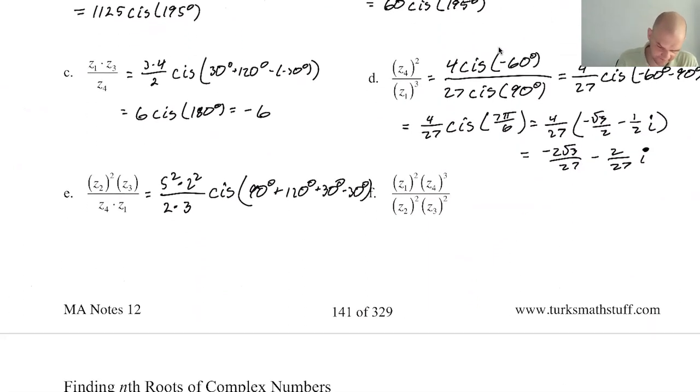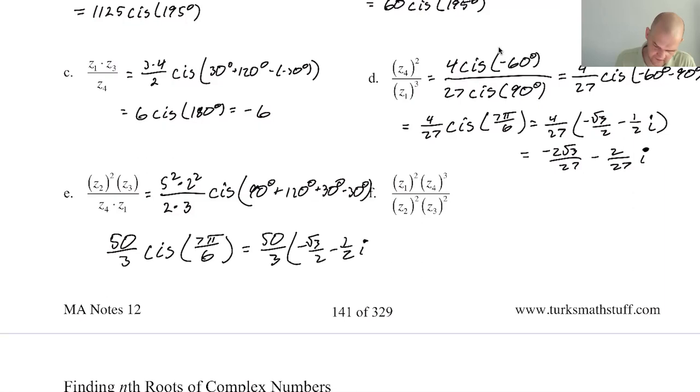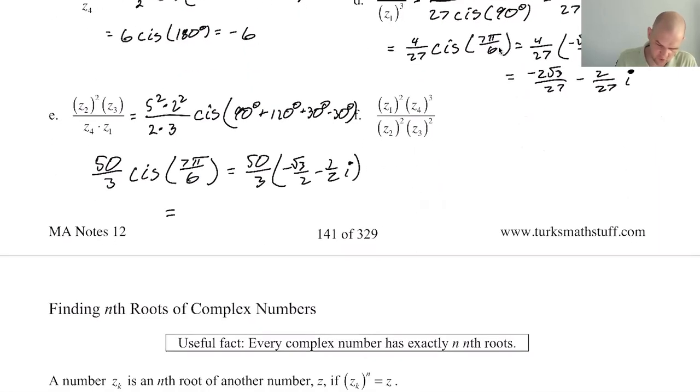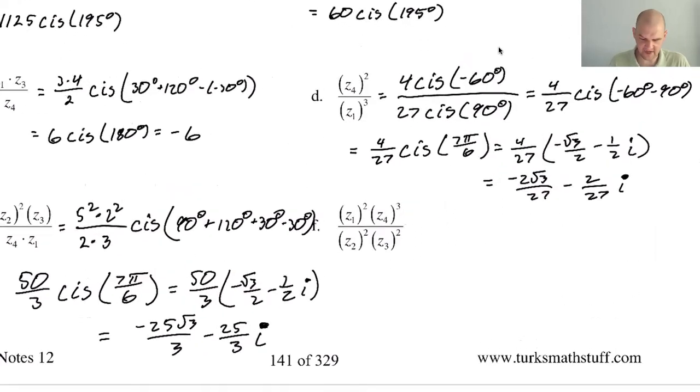So this gives me 25 times 2 is 50 over 3 cis. Just 90 plus 120 is 210, which is 7 pi over 6 again. So again, we can keep going. 50 over 3, 7 pi over 6, negative root 3 over 2, minus 1/2 i. Okay, so negative 25 root 3 over 3, and then minus 25 over 3 i, I think. We'll check them.